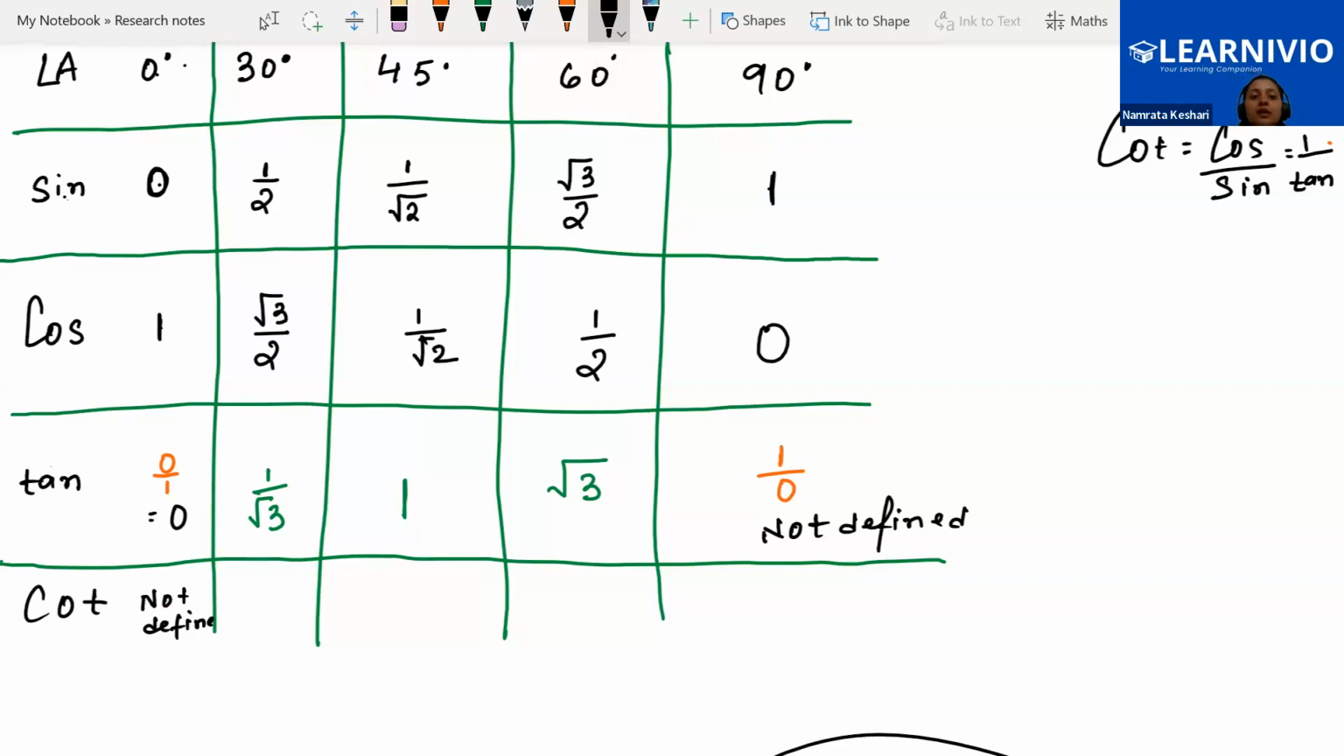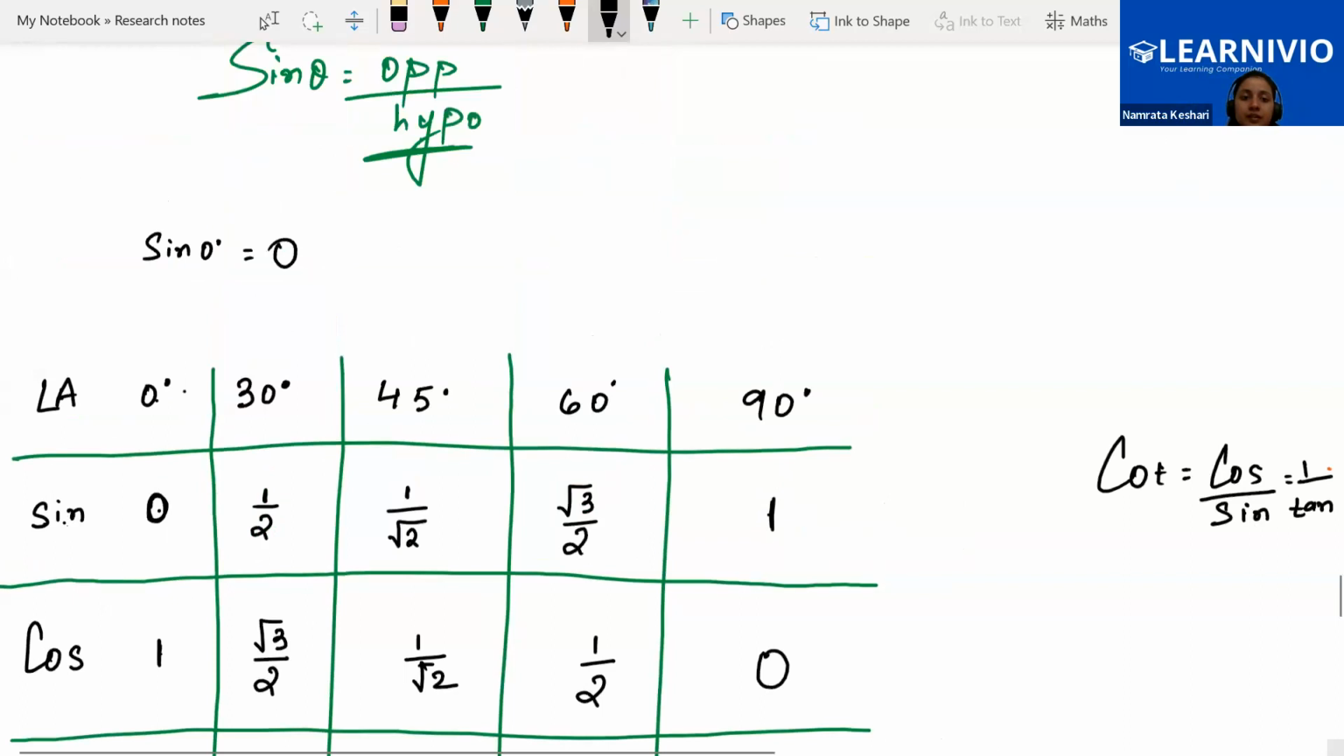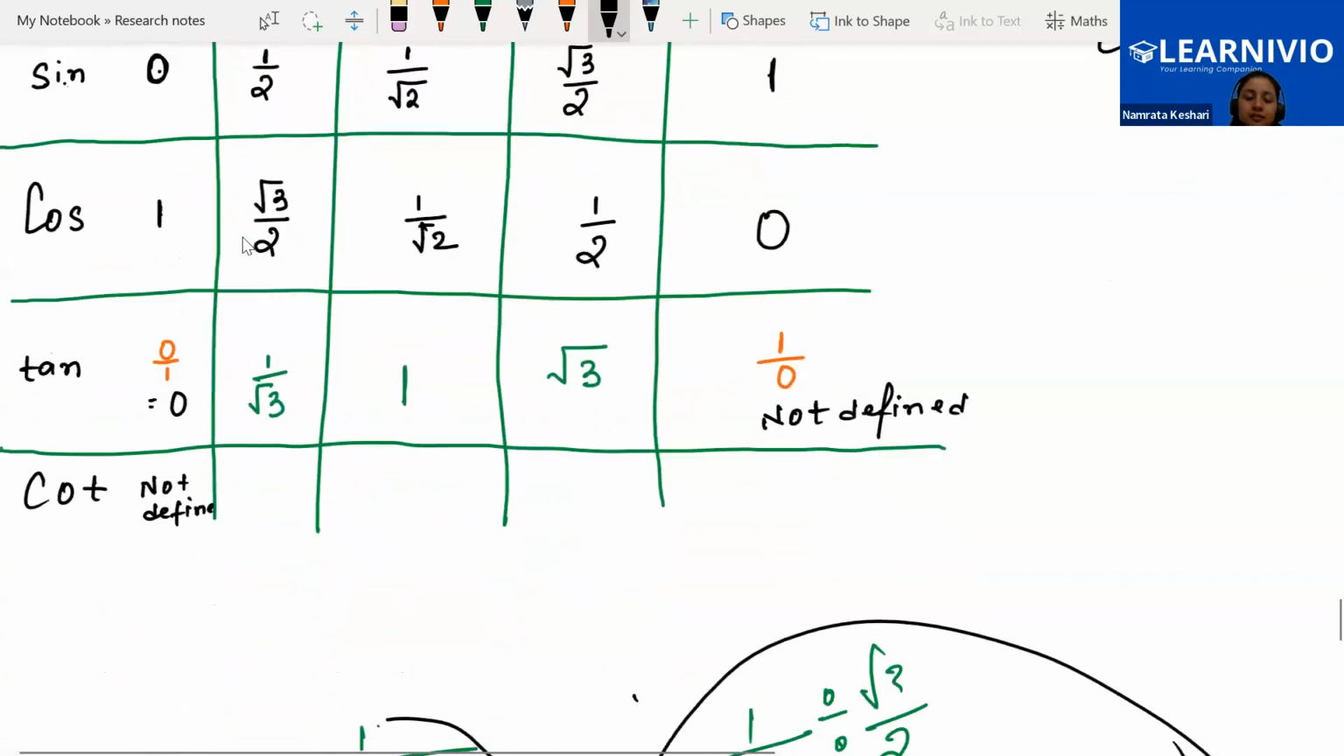So tell me quickly. Cot 30? Root 3. Cot 45 is? 1. Cot 60 is? 1 by root 3. And cot 90 is? 0. See, 1 by 0 became 0 by 1. That is 0.